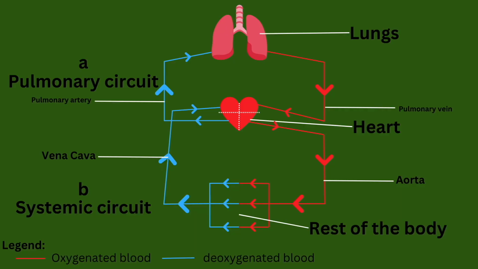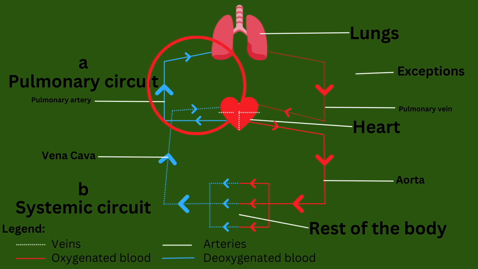Alright, so now that we have discussed the components, the circuits, and even the valves of the system, how do all of these come into play to make the circulatory system functional? Well, let's bring out the diagram again. The right ventricle of the heart starts pumping oxygen-depleted blood to the lungs. This is facilitated and made possible by the pulmonary artery.